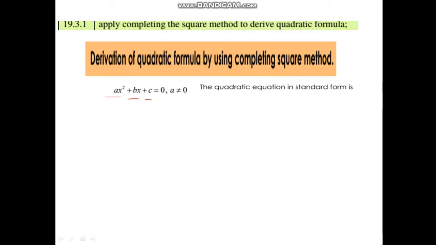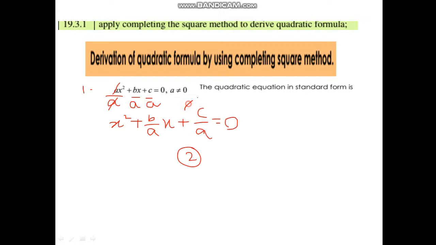Just go back and review the steps of the completing square method. The first step was you have to make the coefficient of x square equal to 1. So what you are going to do, you need to divide each term by a. So this a will be cancelled, the remaining will be x square plus b by a x plus c by a is equal to 0.